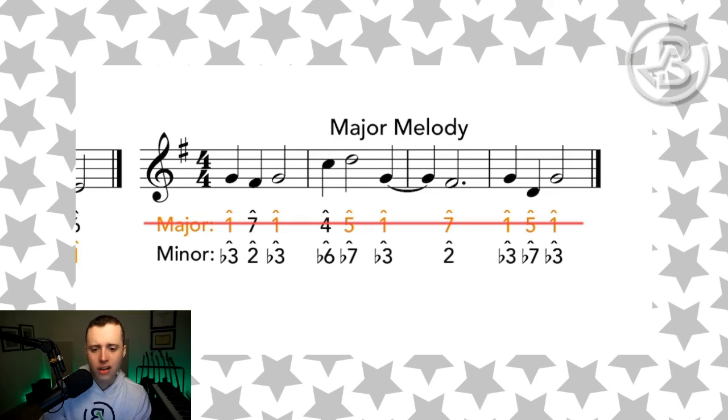So it starts off flat 3 to flat 3 in the first measure. Okay, not bad. Then we go to flat 6, flat 7, flat 3, measure 2. We tie over to measure 3. We have scale degree 2 in measure 3. And then we have flat 3, flat 7, flat 3.